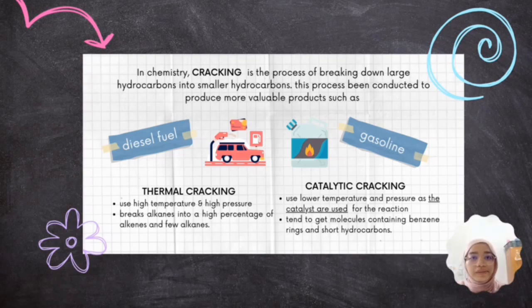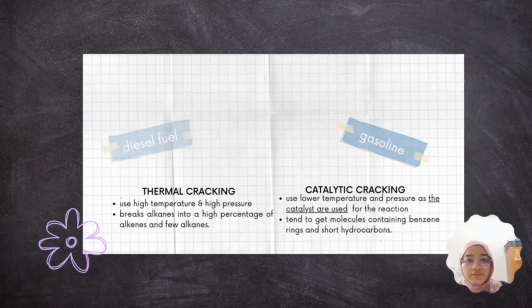The difference between thermal cracking and catalytic cracking is that thermal cracking uses high temperature and pressure to produce a high percentage of alkenes and a few alkanes. Meanwhile, in catalytic cracking, low temperature and pressure are used, as catalysts will be added to speed up the reaction. Thus, it will tend to give molecules containing benzene rings and short hydrocarbons.